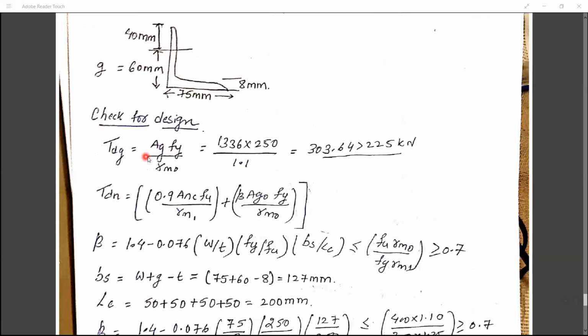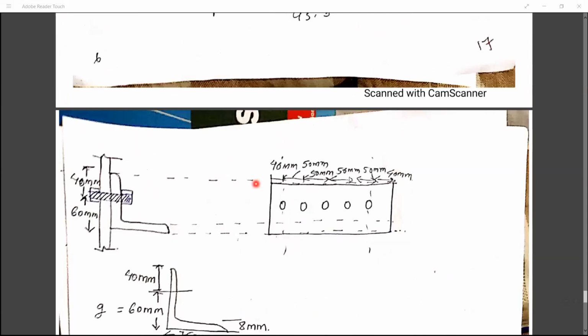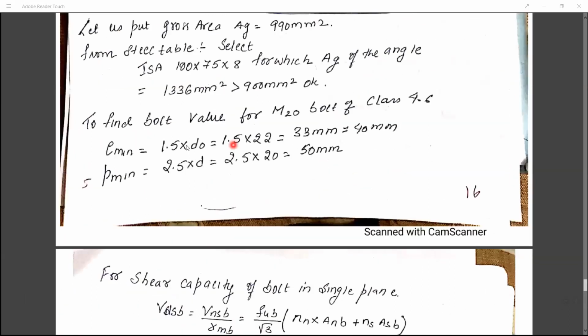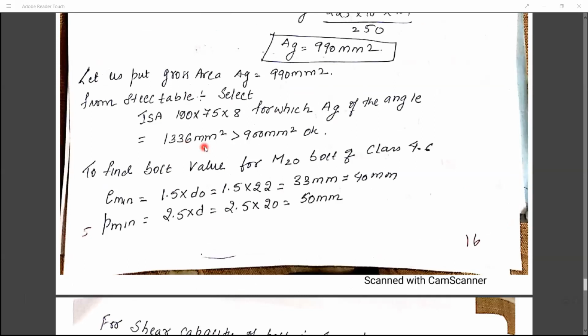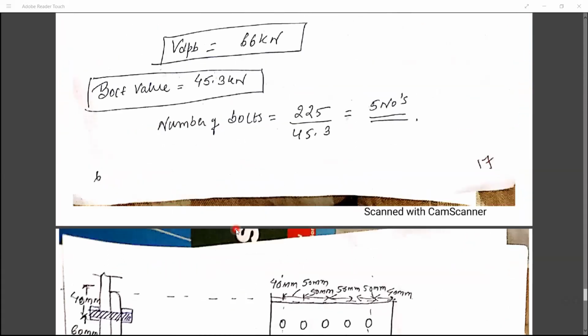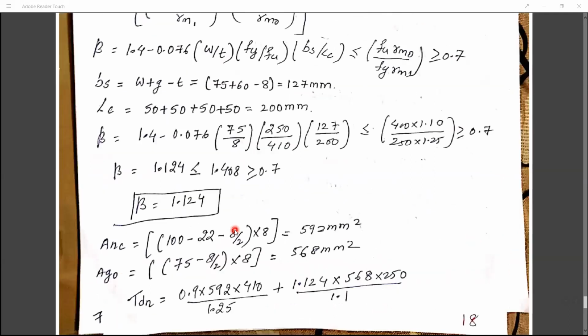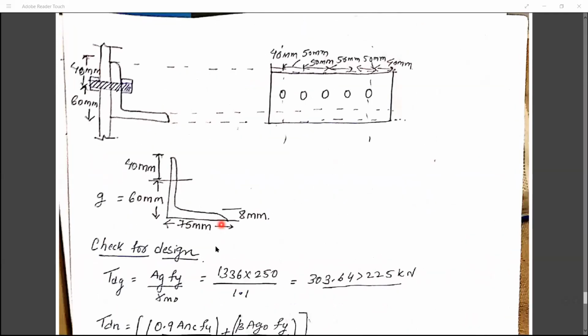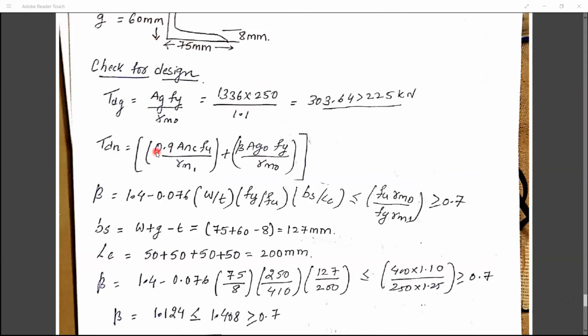So check for design: TDG is AG Fy by gamma m naught. For AG, with the new area, whatever we got from the steel table, you need to select the new area. This is our new area, 1336 mm square. If you go to the steel table, it will be in centimeter square, 13.36, but convert it to mm square. Next is to calculate TDN from the code book.